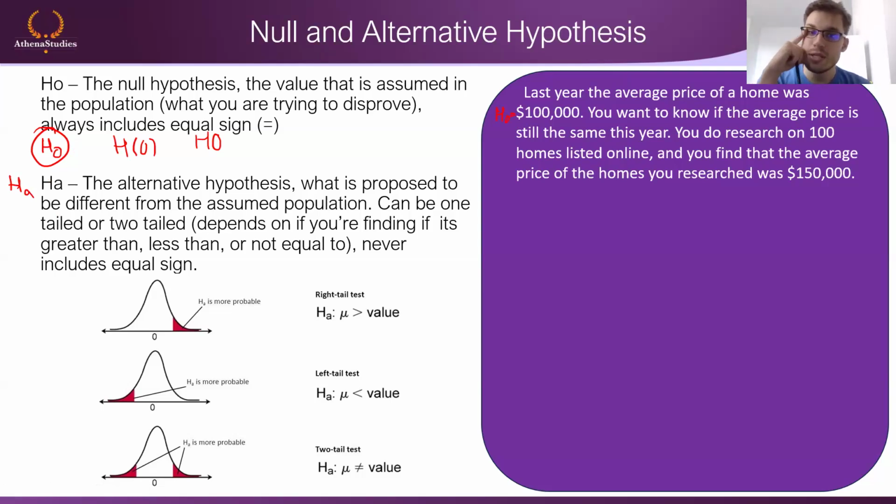Now, the thing that we need to pay attention to when we're talking about the HA, or the alternative hypothesis, is that it can be two-tailed or one-tailed. Now, what does this mean? This means that it depends on whether your alternative hypothesis is stating that you're testing if something is greater than or less than, or if you're testing whether or not something is not equal to. Okay, so these things right here, just write them down, remember them.